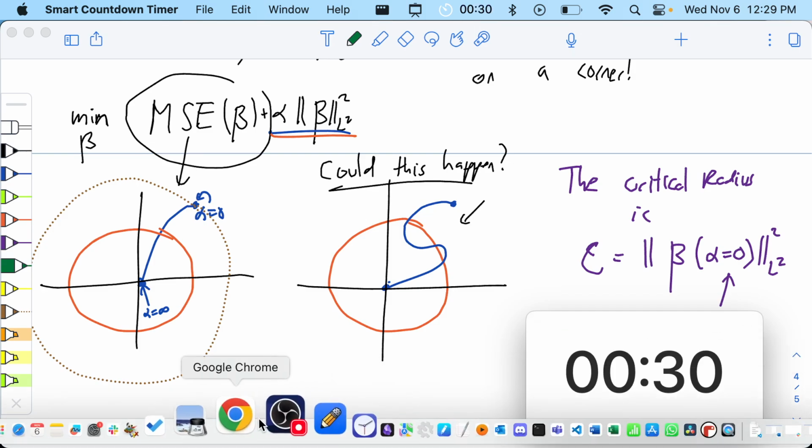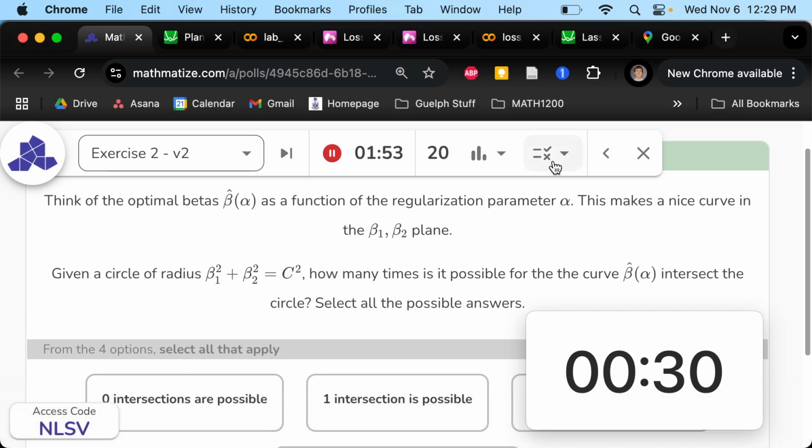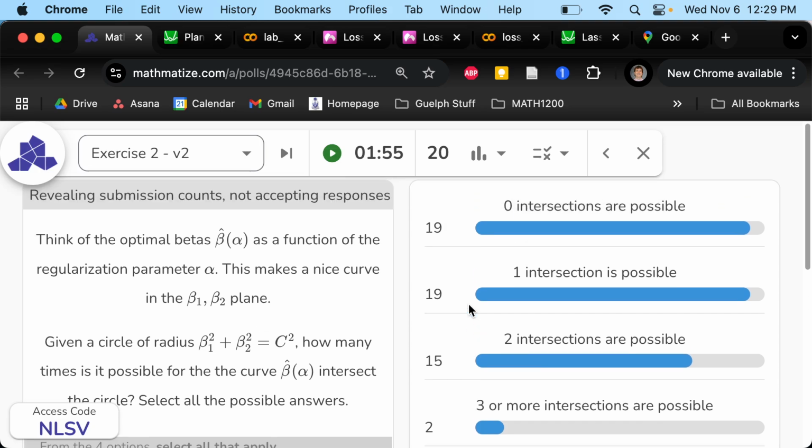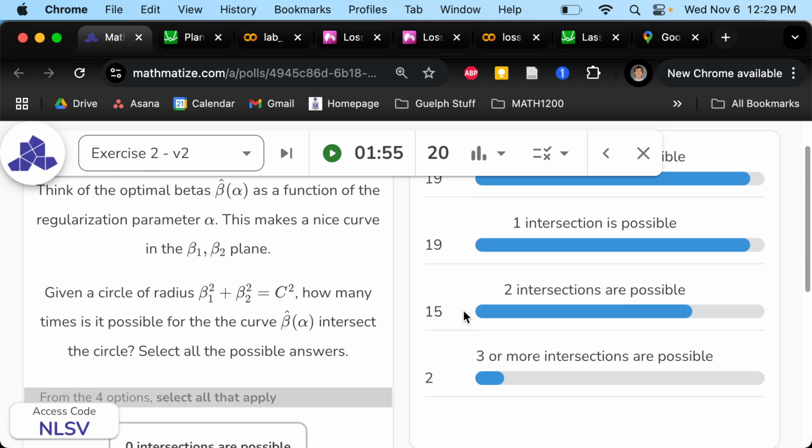Okay, let's reveal what you guys said. So 20 people answered, 19 people got the memo that 0 and 1 are possible. 2 and 3, we got 15 to 2. What's the true answer? Is that they are both wrong. They're both wrong. 2 is not possible. 3 or more are also not possible. So I don't know, maybe you guys got some weird hint from me that you thought, oh, 3, that's not possible, but 2 is. And they're not possible.